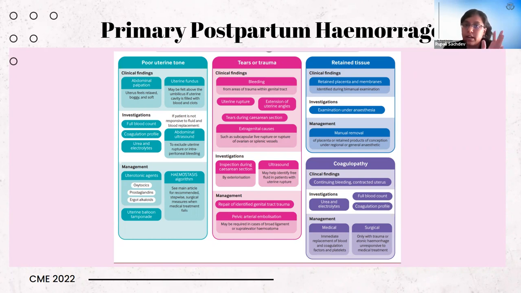Again, if the cause is not atonic, it can be either a tear or trauma. So what you will get is bleeding from areas of trauma within the genital tract. You can have a uterine rupture, or you can have tears during the cesarean section. What are the investigations? You have to inspect during the cesarean section by exteriorization, and you do an ultrasound to look for any free fluid in patients with uterine rupture.